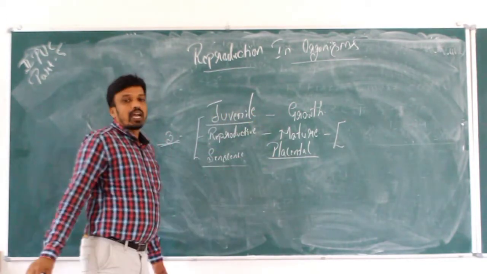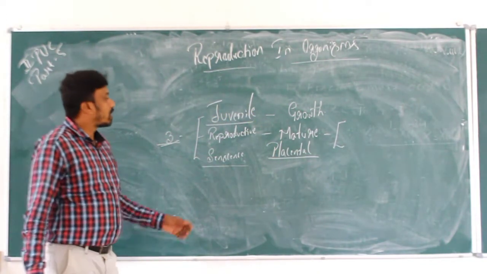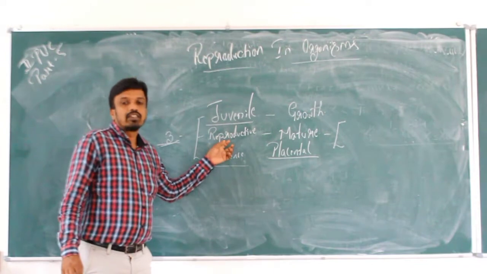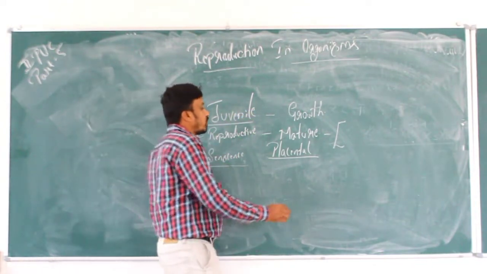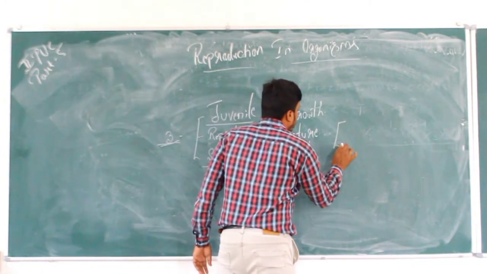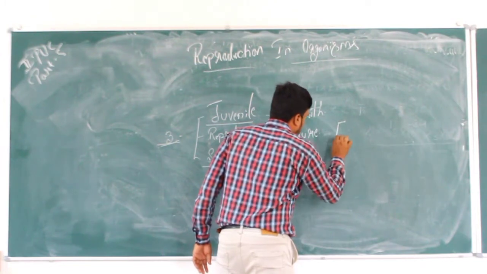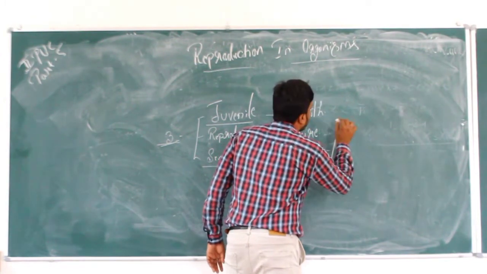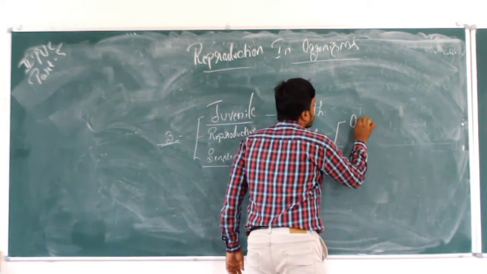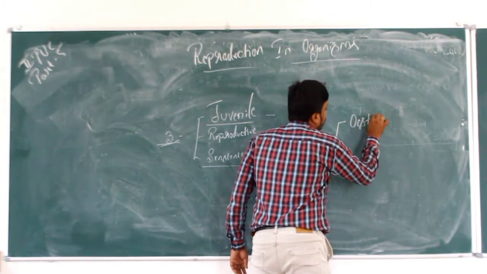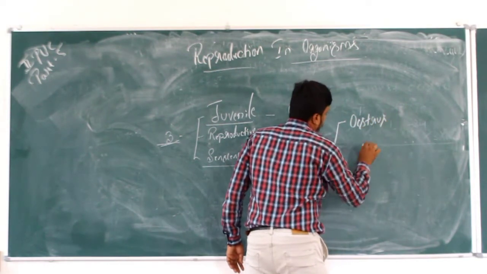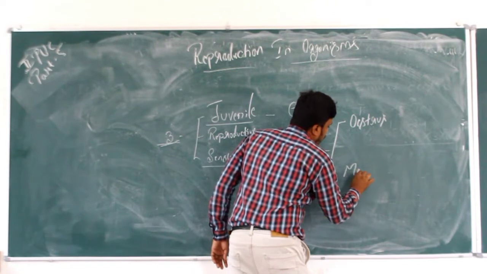In the placental mammals, the reproductive cycle is of two types. One is estrous cycle, and one is menstrual cycle.